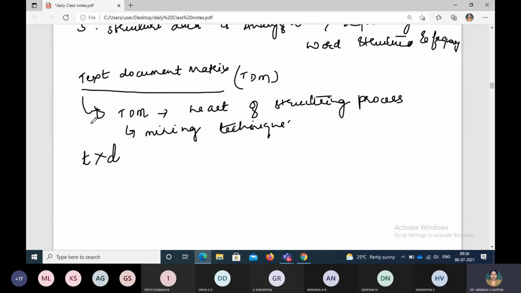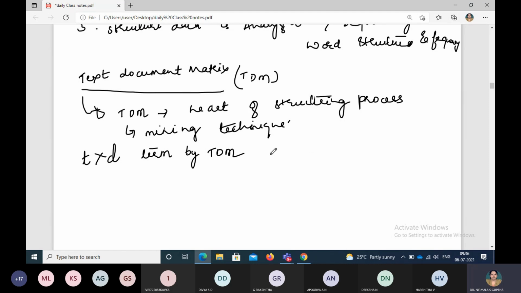T cross D. So this creates a T cross D term matrix, the term document matrix, TDM. Then you may get the question, ma'am, what is this T?